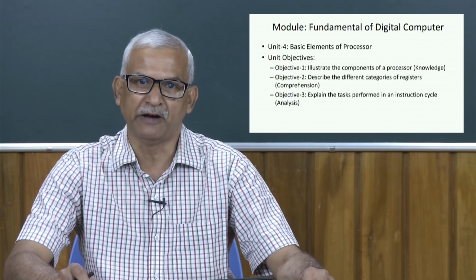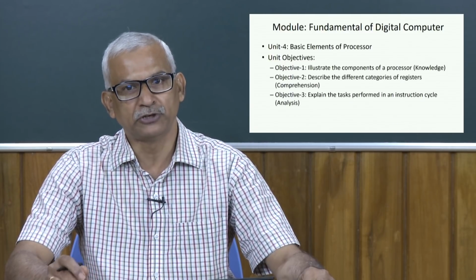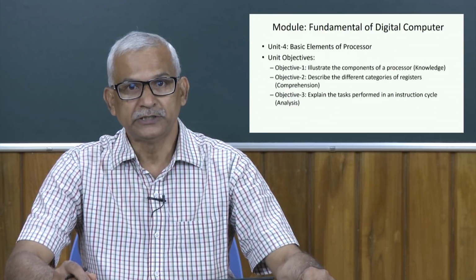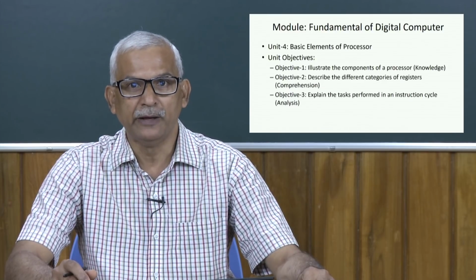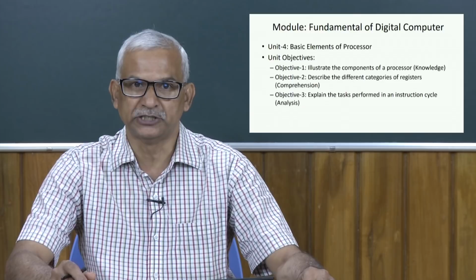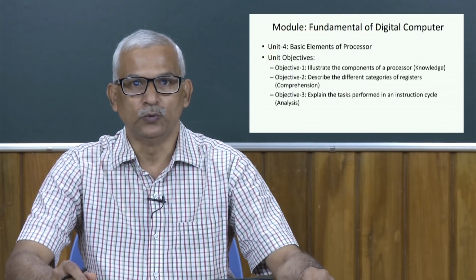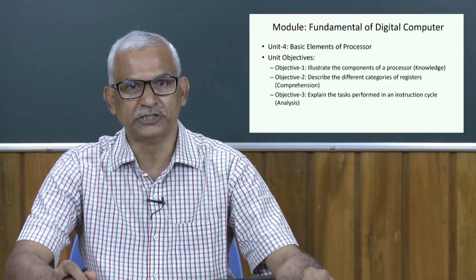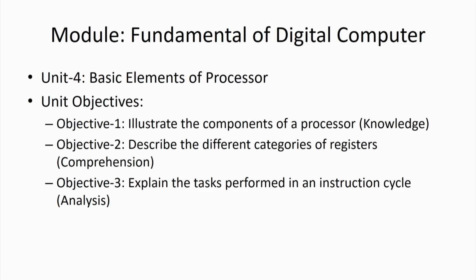So, we are going to just give an idea about it, but in subsequent modules these things can be covered at a higher level, maybe the design level and synthesis level. Objective 2: describe the different categories of registers. This is at comprehension level. We are going to see what a register is, and what the different categories are. Objective 3: explain the tasks performed in an instruction cycle.